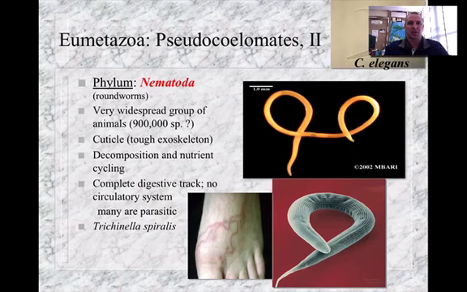Some more pseudocoelomates that we have are the nematodes, and anytime I think of a nematode, I'll automatically think of a roundworm. They're a very widespread group, over 900,000 species that we think. They have a tough cuticle. It's actually an exoskeleton, an outside covering. They do decomposition and nutrient cycling.